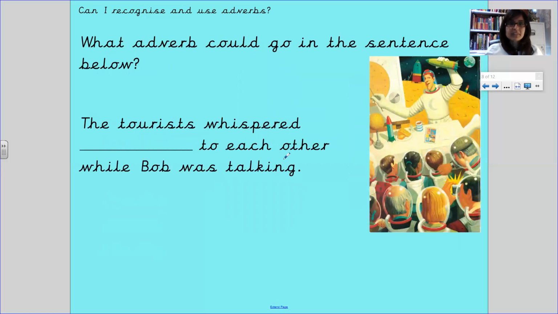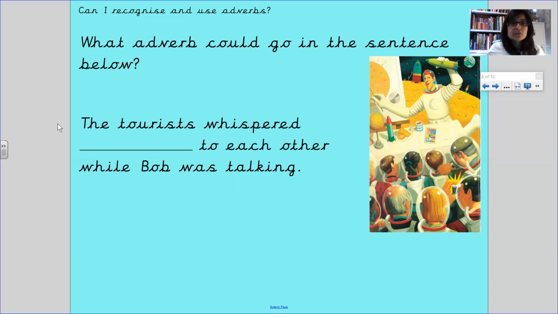Right, we're going to do a bit of thinking here. What adverb could go in the sentence below? Let's read the sentence. The tourists whispered to each other while Bob was talking. Now, if the tourists were whispering, how could we describe the whispering? Pause the video to have a think.